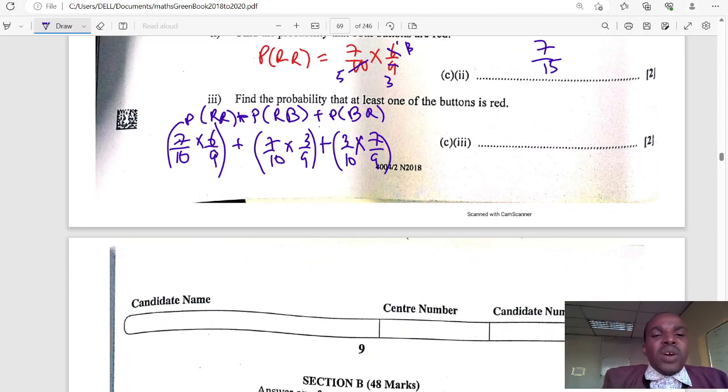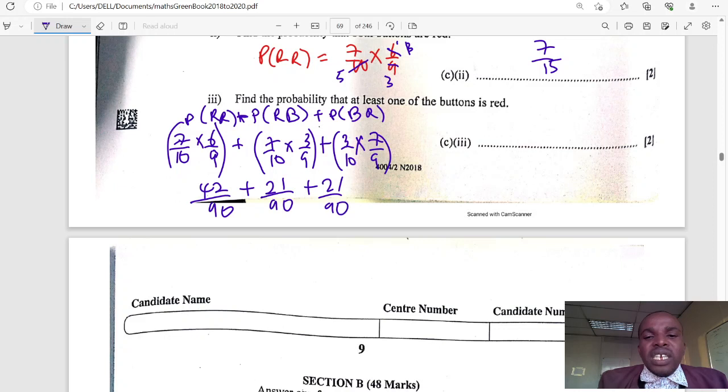You can find your calculator, or you can just punch everything. 7 times 6 is 42/90. Then plus 7 times 3 is 21/90. Then plus 7 times 3, 21/90. Then you just add the numerators, then say over 90. The numerators give 84. 84/90. You simplify. You get 14/15.